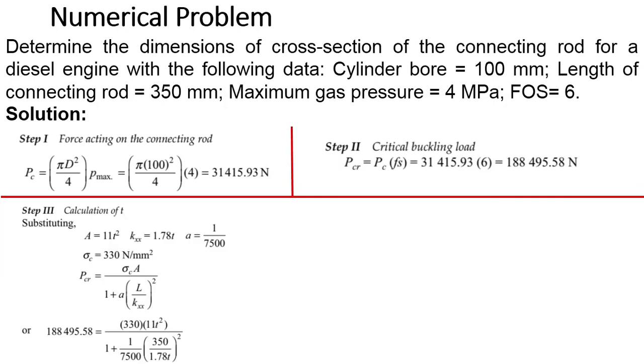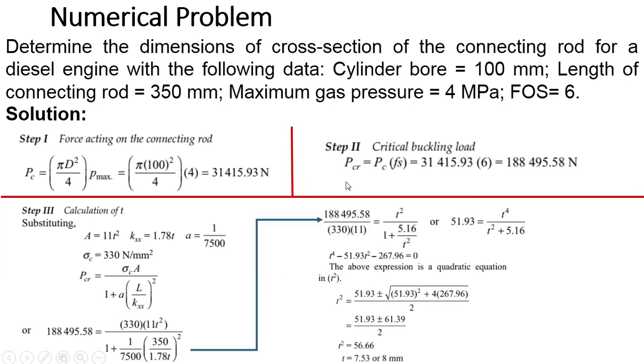So based on these two, now I apply the Rankine formula, P_CR, to determine the value of thickness. Just substitute this P_CR. Sigma C is given as 330 megapascal, depending on the material, the crushing strength of the material. The material we have taken is mild steel. So for this, a will be equal to 1 by 7500. This K_xx will be equal to 1.78t, and the area is 11t square, which we have already calculated in the last lecture. So substitute all these known parameters, this P_CR, into this equation, and you will get one equation, a quadratic equation.